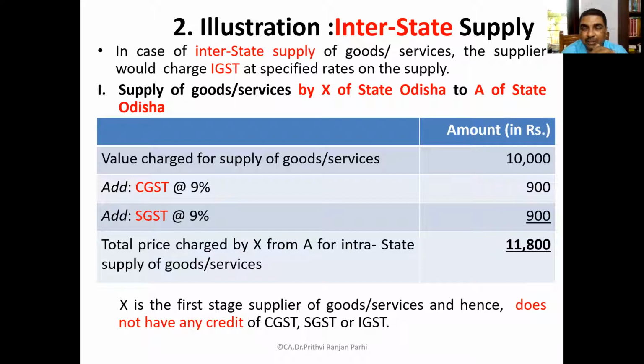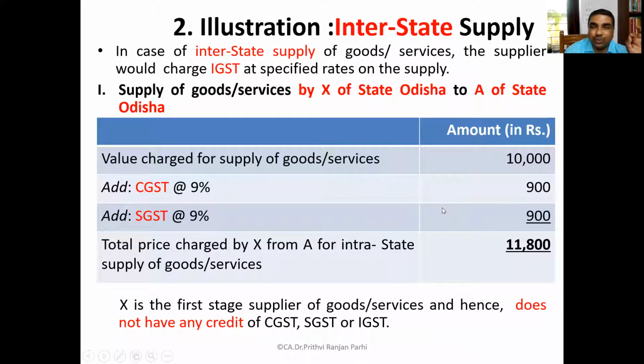How much is the total invoice value? Can you reply? Unmute and speak. 11,800. Now you see, this supplier has to deposit 900 under the CGST account and 900 under the SGST account. Who will be depositing this money, X or A? This 900 will be deposited by whom? X, because X is the supplier. X will be collecting from A and will be depositing, right?